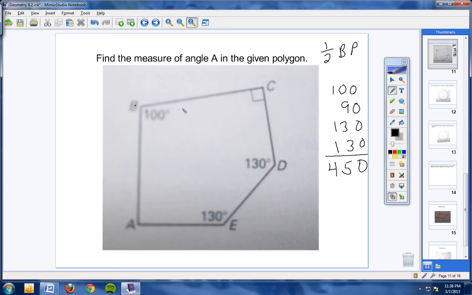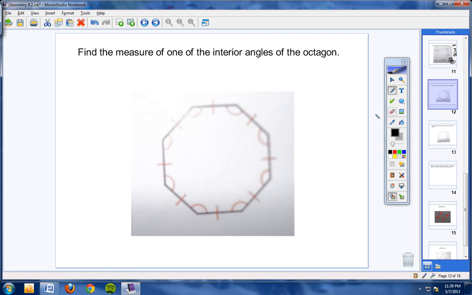I added up the 4 known angles that I have, and this is what I got right over here. We know that all 5 angles added together should equal this right here. So I'm going to subtract out 450, and you should get this for your answer right here. Okay, so there we go. We're going to move on. Pause the video if you need to. All right, let's try this.